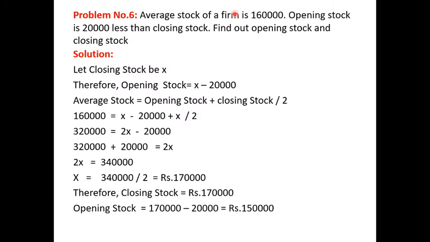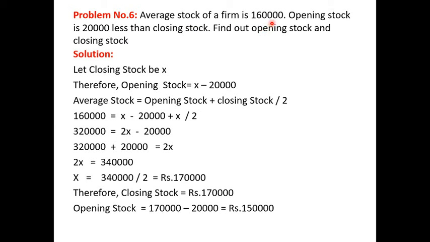Next problem. Average stock of a firm is 1,60,000. Opening stock is 20,000 less than closing stock. Find out opening stock and closing stock. It is a very interesting problem and also a very important problem.